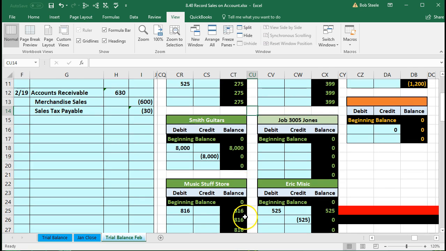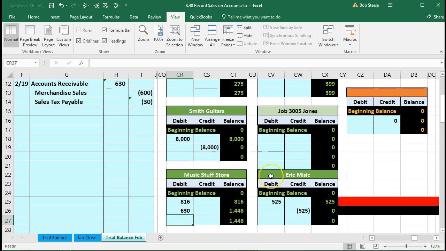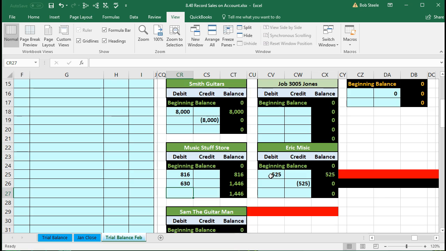Already owes us 816. Bought some more guitars. So we're here in CR25. We're just going to post that same 630 by saying equals in CR26, I should say, and point to that 630, bringing the balance up to 1,446.